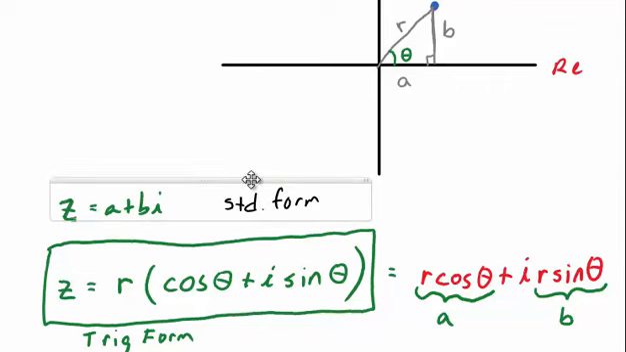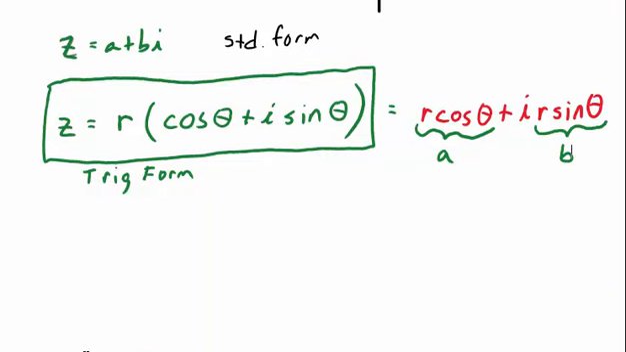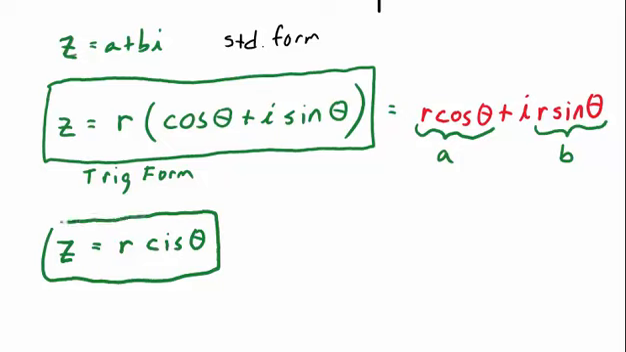So this is the way we usually write it, though. We factor out that R. And in fact, there's a nicer, cleaner form. It's really just a shorthand. We say R cis theta, which stands for this thing up here. So R cis theta is a shorthand way of writing R times the whole thing, cosine theta plus I sine theta. It's just a nice way to write it. Okay, so that's trig form.